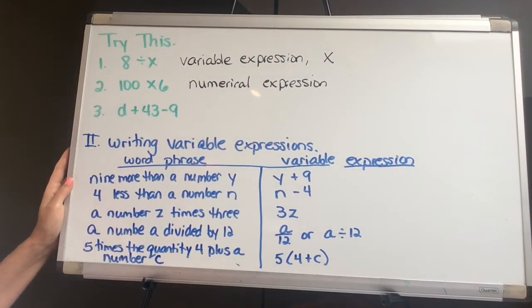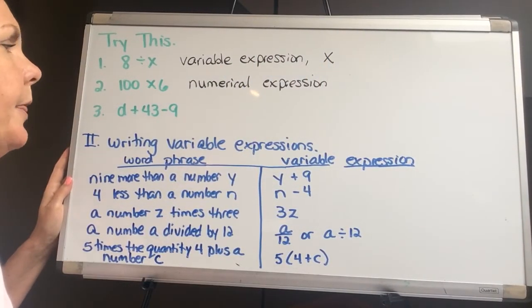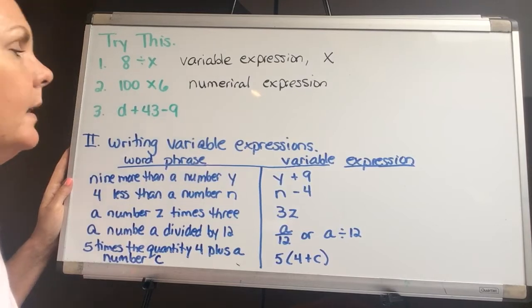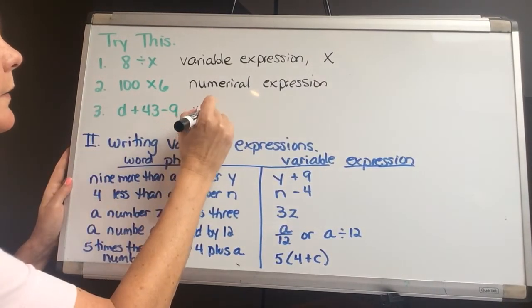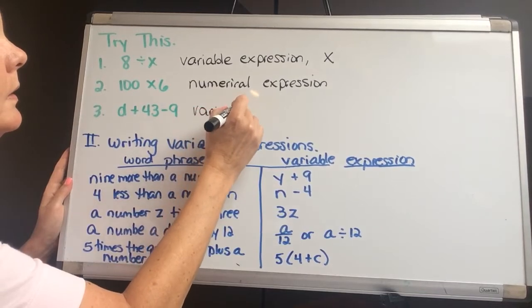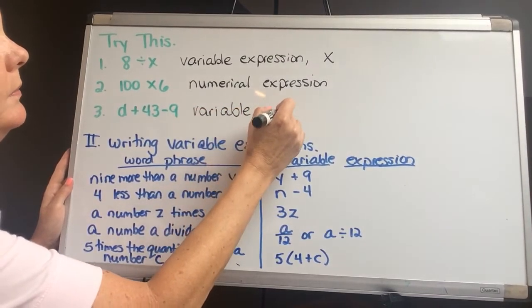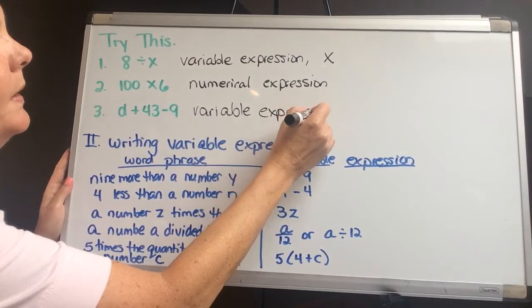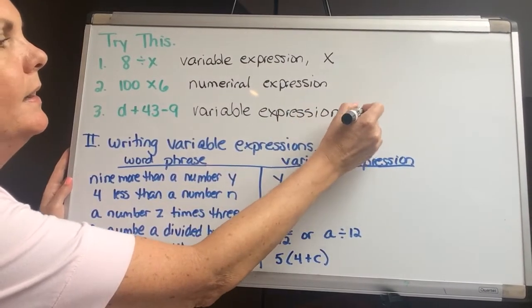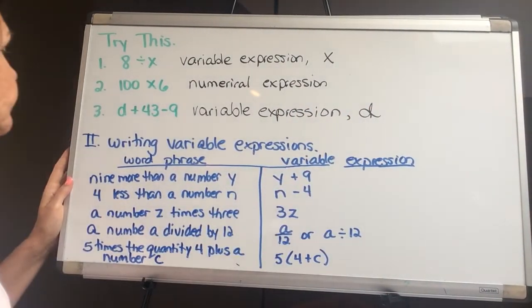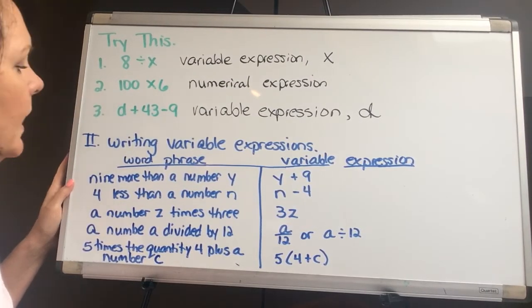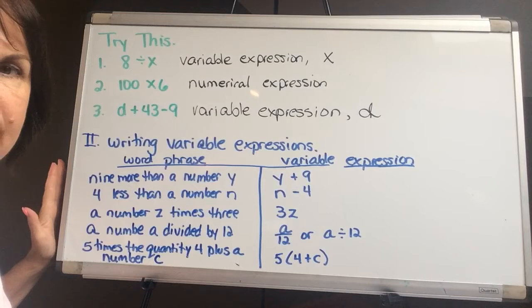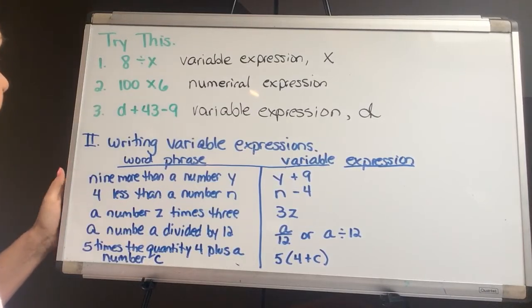And number 3, D plus 43 minus 9. Numbers, operations, and a variable. This is a variable expression. And the variable is the letter D. Part 2, writing variable expressions. Well, this is just a short example of what you could have.